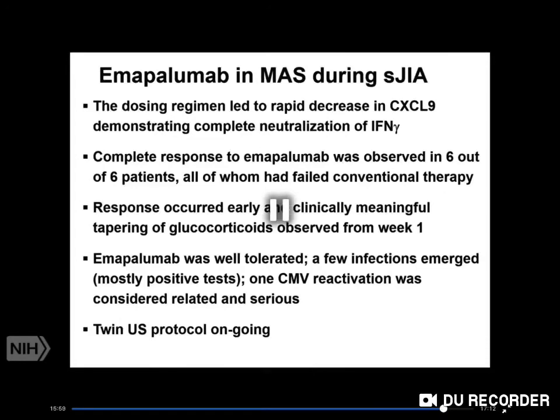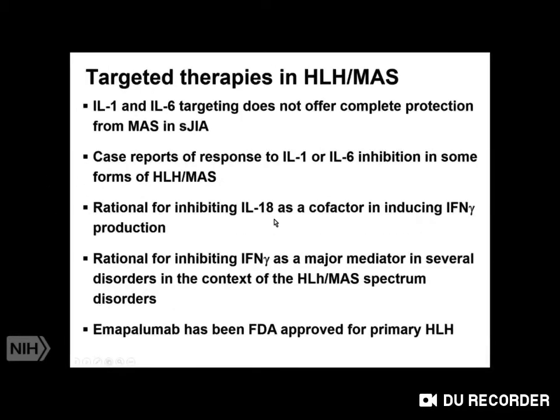There are also two patients who received Emapalumab for MAS in SJIA under compassionate use regimen. Both of them achieved complete response. So I think this data suggests that this treatment is very effective. In summary, I think IL-1 and IL-6 targeting does not offer complete protection from MAS in SJIA. There are case reports of response to IL-1 or IL-6 inhibition in some forms. There is certainly a rationale for inhibiting IL-6 as a cofactor inducing interferon gamma, and the rationale for inhibiting interferon gamma as the major mediator in several disorders in the context of the HLH-MAS spectrum disorder.